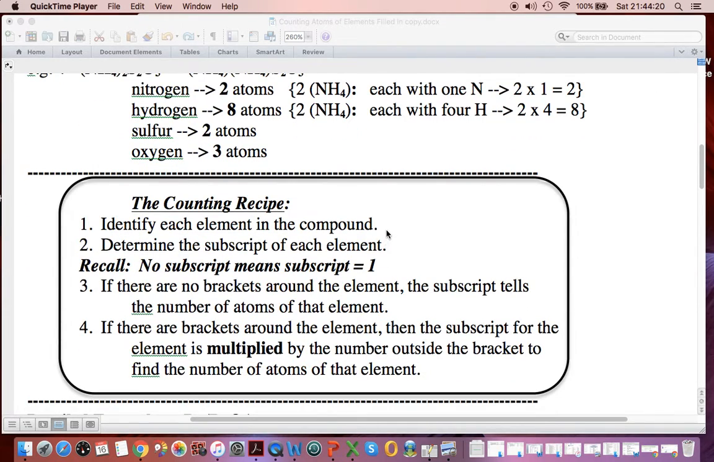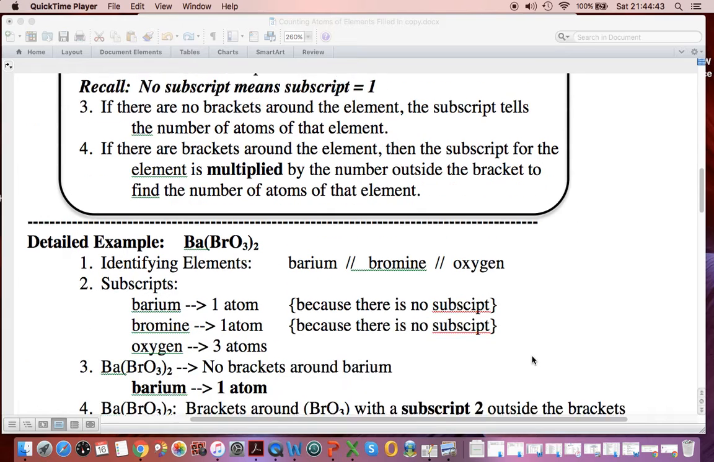There's the counting recipe. You have to identify the elements. Pretty easy. You'll look for capital letters. That tells you how many different elements are in the formula. You've got to get the subscript of the element. No subscript means 1. And it reminds you if there are no brackets, you're just counting. If there are brackets, then the subscript outside the brackets multiplies by the subscripts inside.